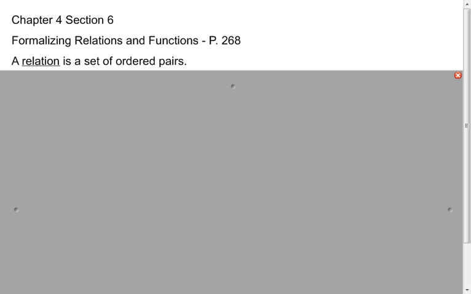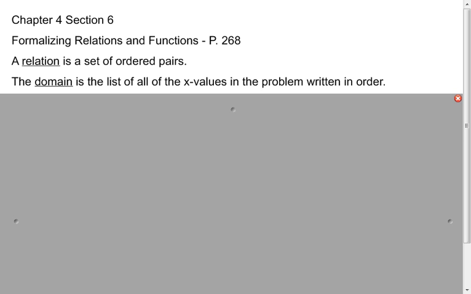A couple of definitions. First of all, a relation is just a set of ordered pairs. So if you put ordered pairs together, you get what's called a relation. We've used some of those before, but we've never called it a relation before. When the directions say something about a relation, it just means a set of ordered pairs.